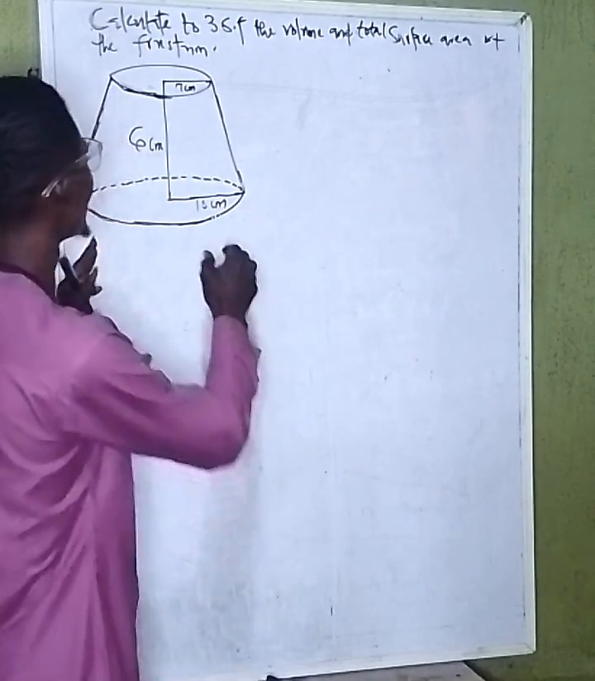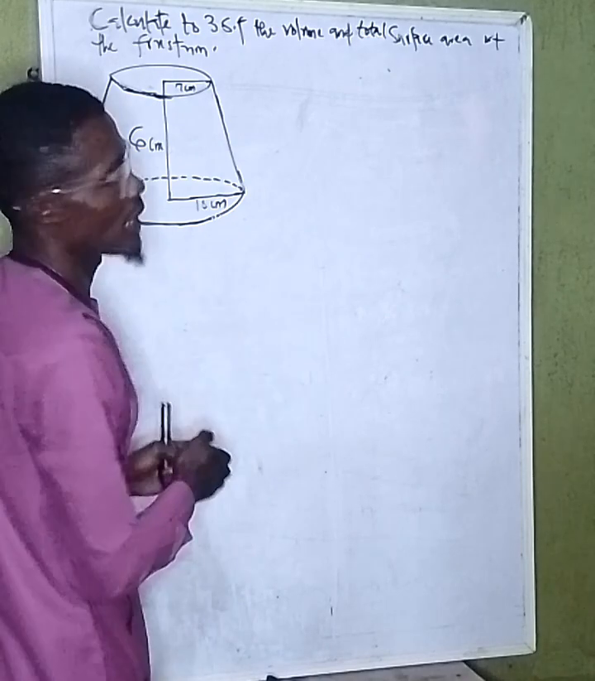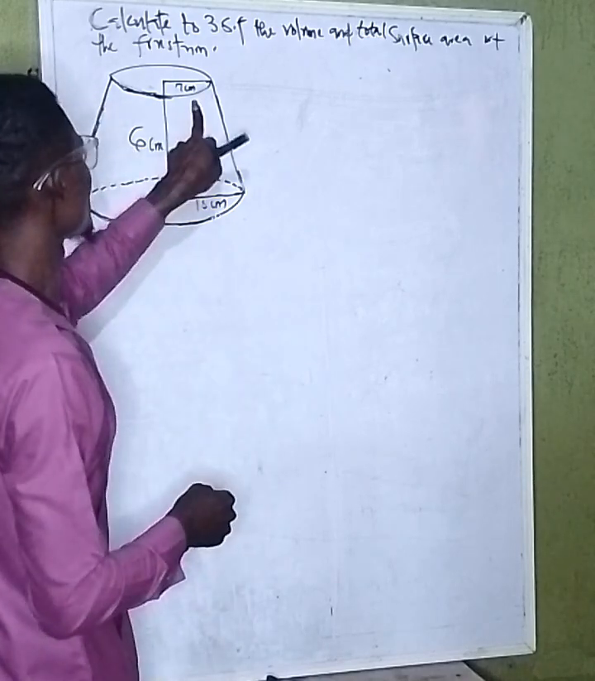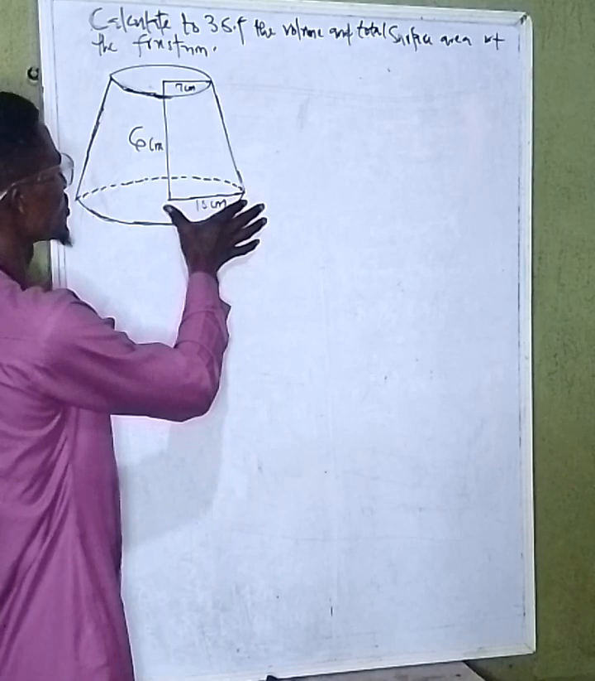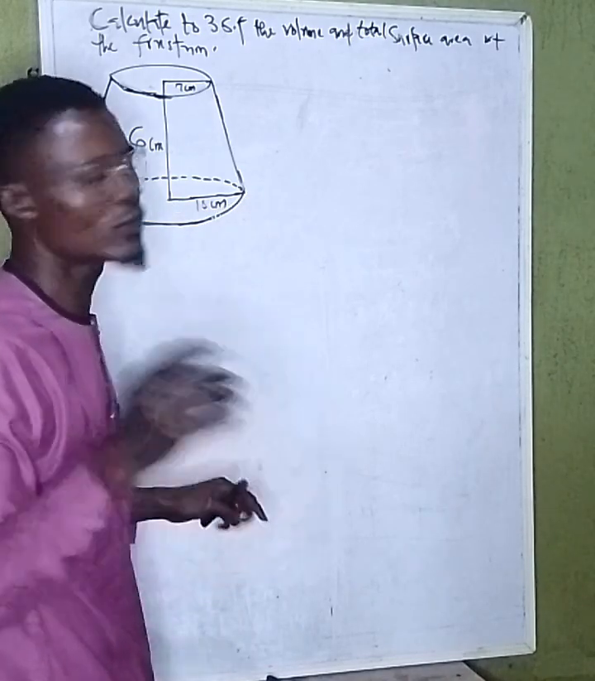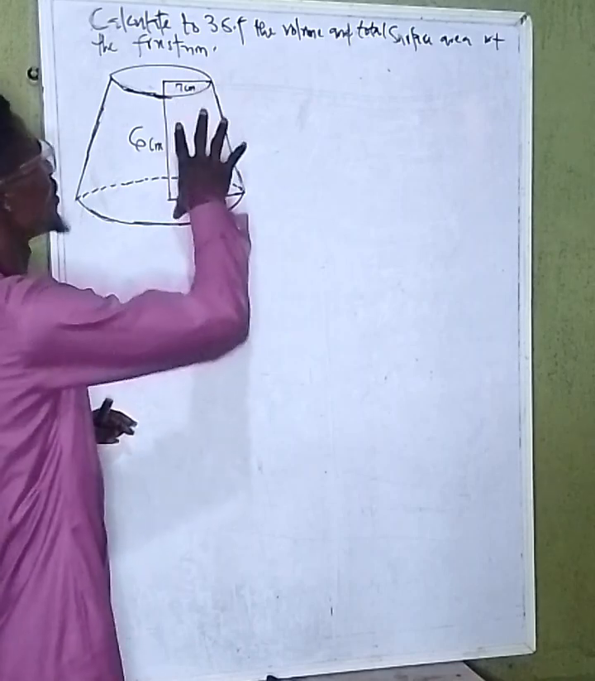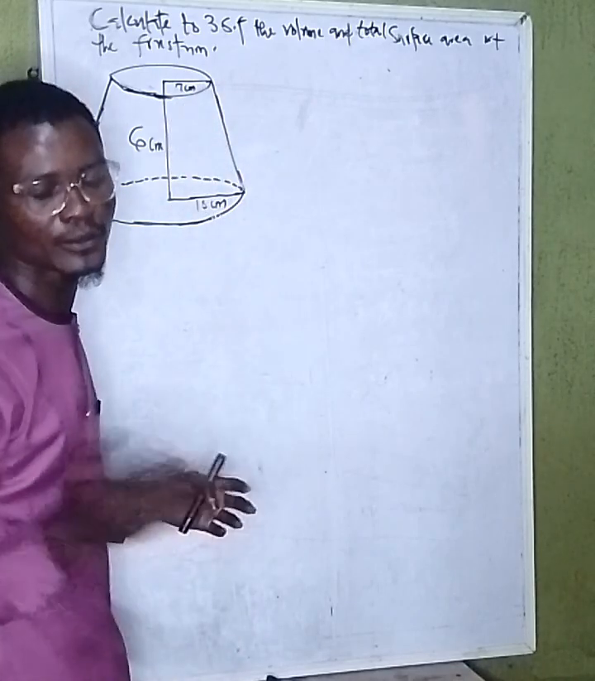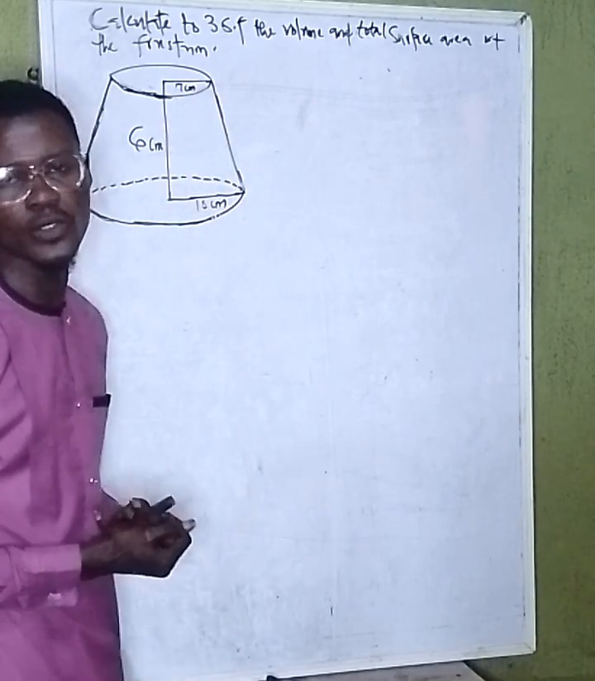Now the Frustum has a radius at the top of 7 centimeters, and the radius at the bottom of the Frustum is 10 centimeters. And the Frustum also has a height of 6 centimeters.